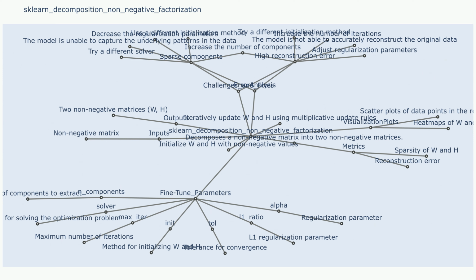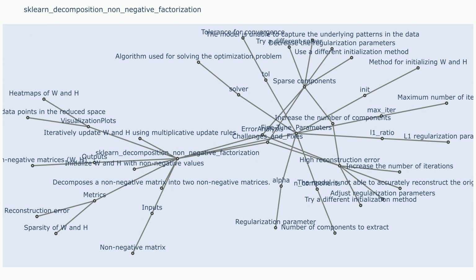n_components, the number of components to extract. This controls the level of dimensionality reduction. init, the initialization method for W and H. Options include random, NNDSVD, or a custom initialization matrix.